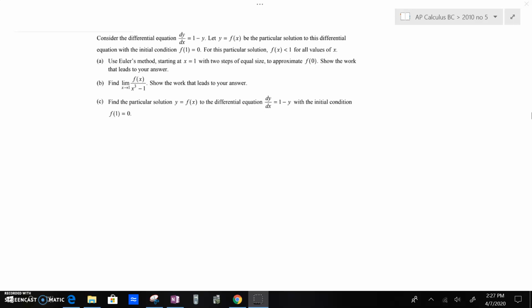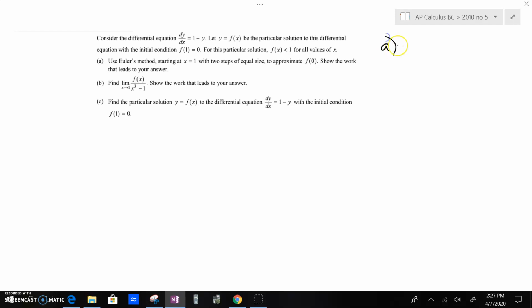On part A, using Euler's method, we're going to start at x equals 1, with 2 steps of equal size to get to x equals 0. What makes this one a little bit different is that we're actually working backwards. So we're moving to the left on the graph versus moving to the right, which is typically how we see Euler's presented. So on part A, I'll just do that over here.